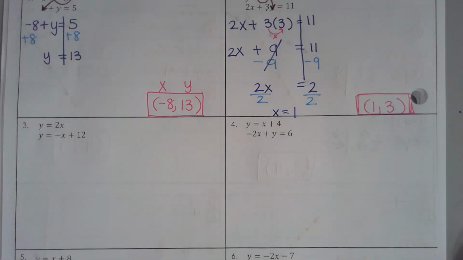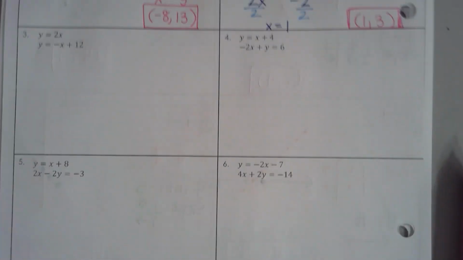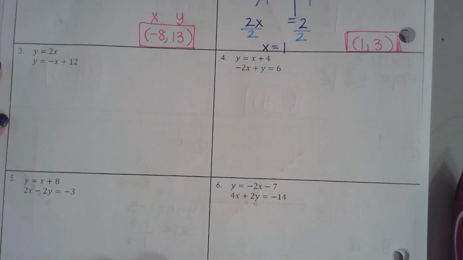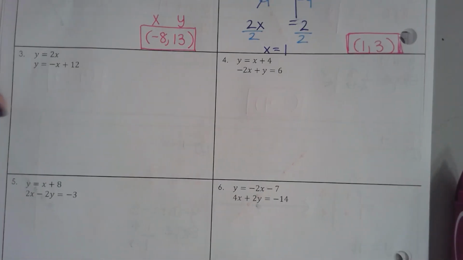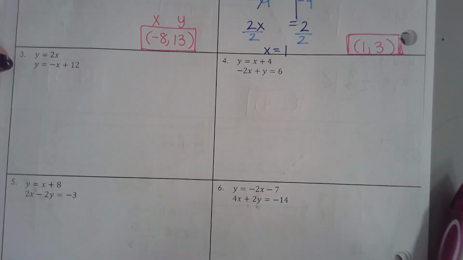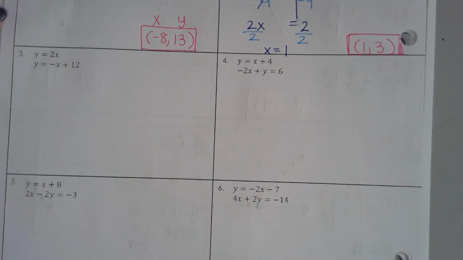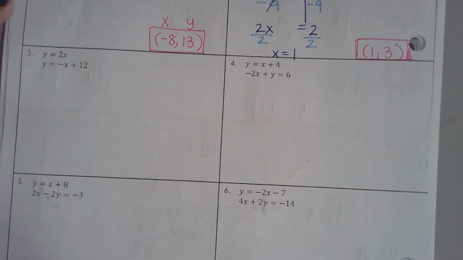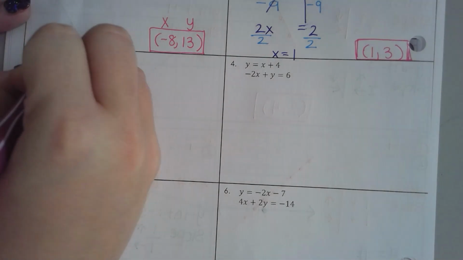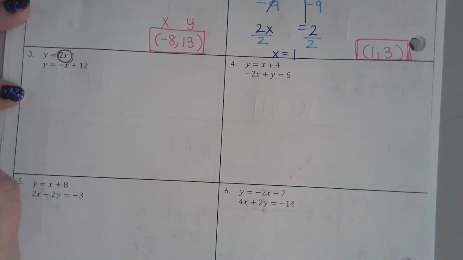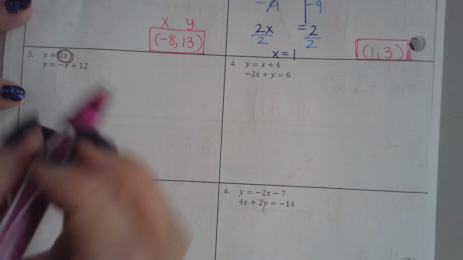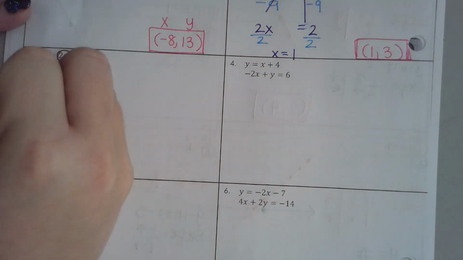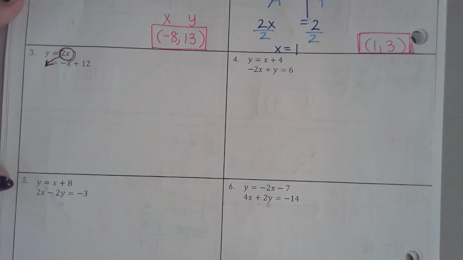Any questions so far? All right, number 3. Do I have one of my equations as x equals or y equals? Yep. In fact, both of them are, so it doesn't matter which one we circle. I'll just go ahead and circle the top because that's what we're used to. So I'm going to circle this 2x. That's what's subbing in. It subs in for the y in the other equation.